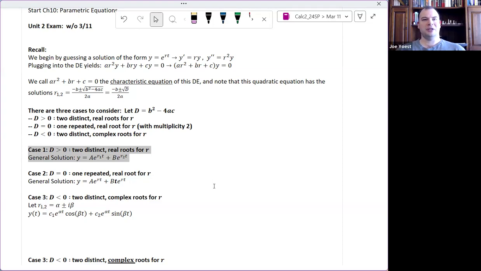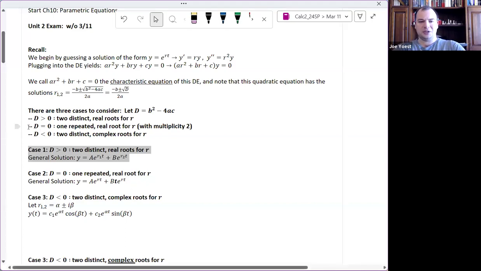And then if we have some initial conditions, maybe y of 0 equals 0, y prime of 0 equals 1, or something like that, two different conditions that we can impose, we could figure out what a and b are and pick a member of that family of curves to satisfy that differential equation plus initial conditions, that initial value problem. The second case was discriminant equals 0.